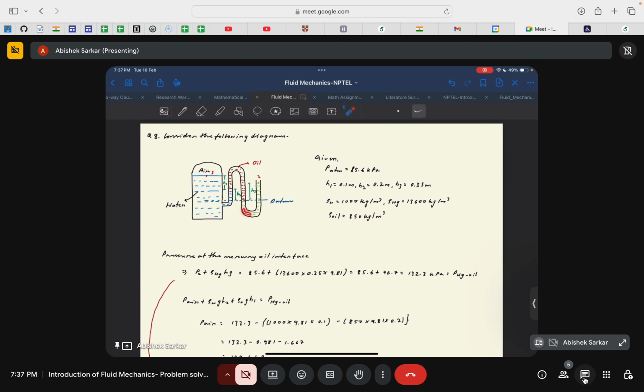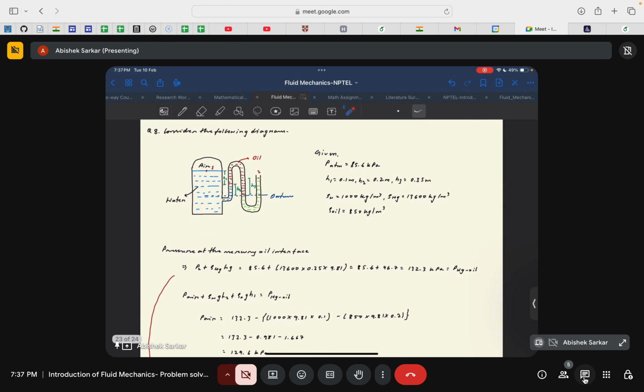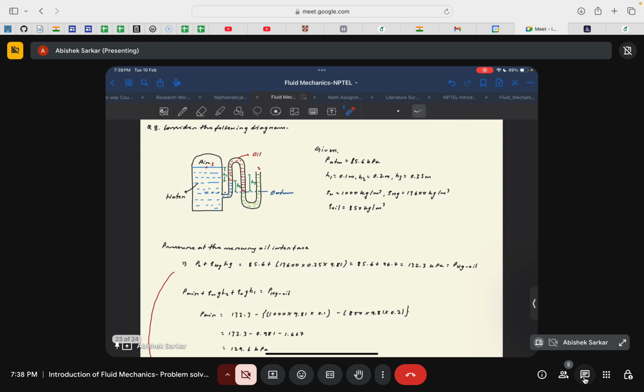Okay, so the green fluid is mercury, the red one is oil, blue is air, and blue is water. It is given that the atmospheric pressure at point 2 is 85.6 kilopascal, H1 is 0.1, H2 is 0.2 meter, and H3 is 0.35 meter. That is given. So what I will do is first find the pressure at this oil and mercury interface.